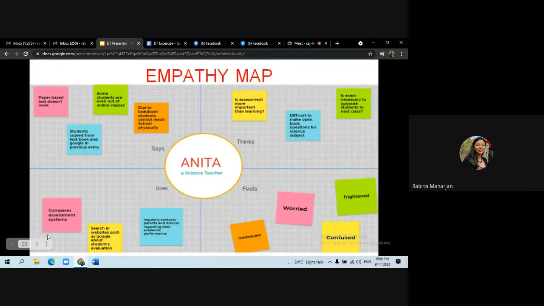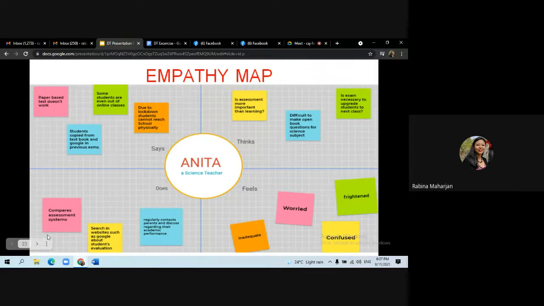Based on the series of interactions we have done with Anita ma'am, we have created the empathy map. First of all, we have jotted down the things that she has said to us during our interviews. For example, she said that the paper-based test does not work. Students copied from the test and Google in the previous online examination, and some students are even out of online classes. They could not appear in the examination, and due to lockdown and the pandemic, students cannot reach the school physically also.